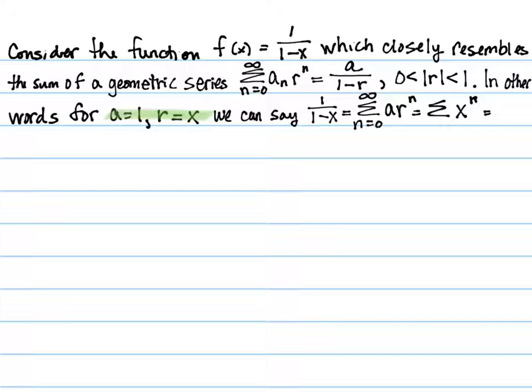And if I were to write these terms out, just a few terms to remind you, we've got 1 plus x plus x squared, and it would continue after that, plus dot dot dot. And again, this only works when the r value, which is now our x value, is less than 1. So absolute value of x less than 1.